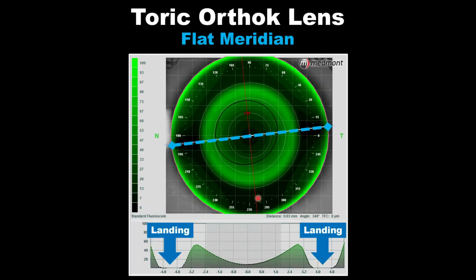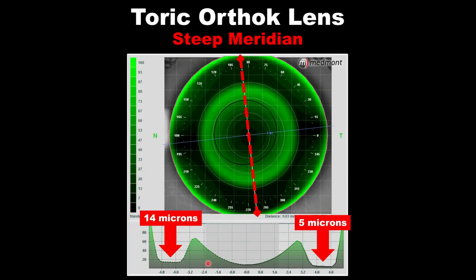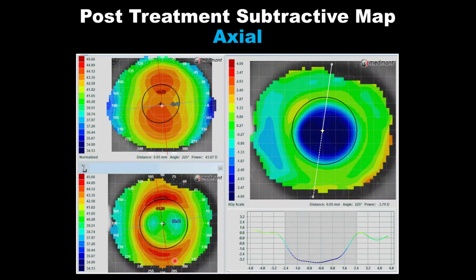If we switch over and design a toric lens in the Medmont software, now we have the same landing at 3 and 9 o'clock, but in the steep meridian, you'll notice your alignment zone in much closer apposition at 12 and 6, giving us a tiny fluid layer to promote good tear exchange with this lens, to decrease the movement, increase the centration, and improve the hydraulic force, so we get the epithelial response that we need.